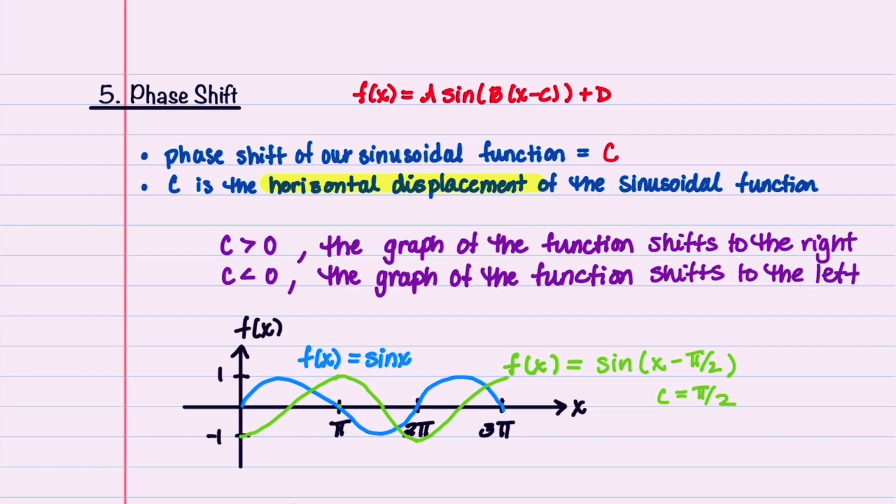We can also write f of x as sine of x plus 3 pi over 2, where in this case our c is minus 3 pi over 2, and our graph shifts to the left by 3 pi over 2 units.